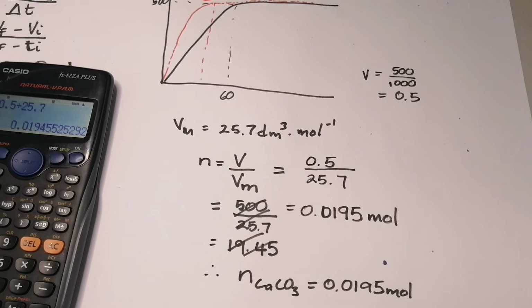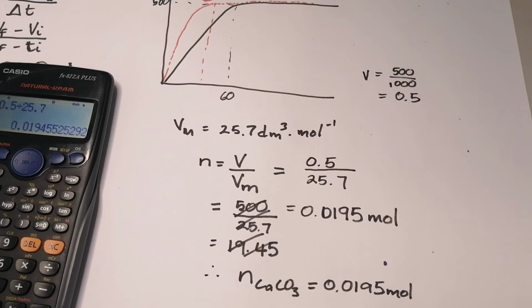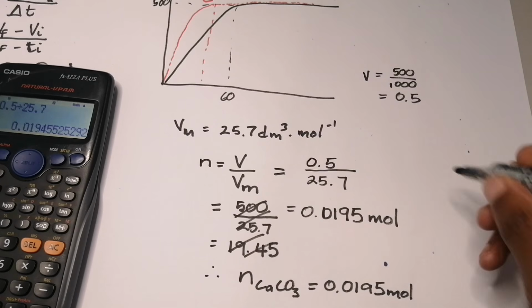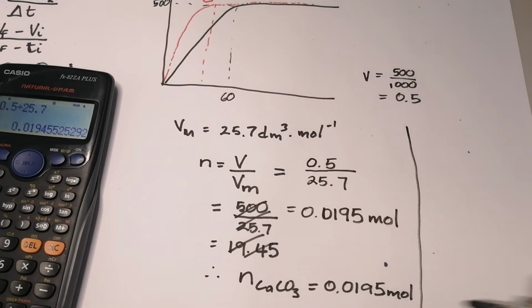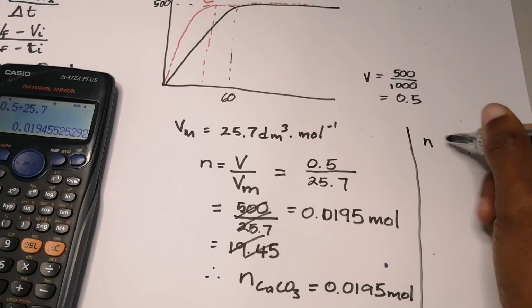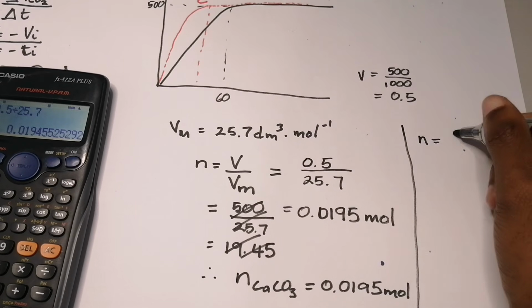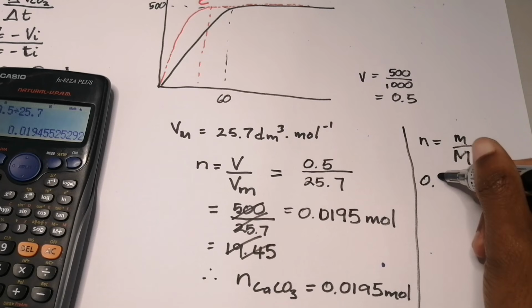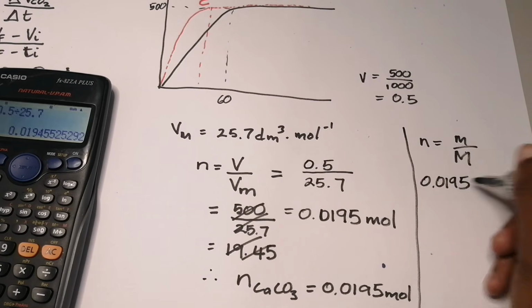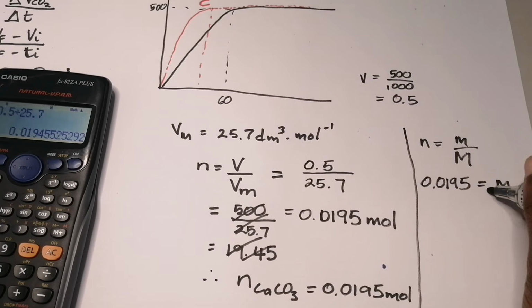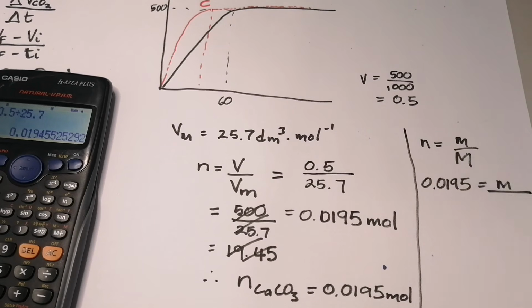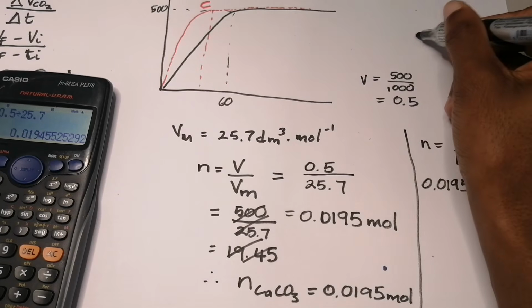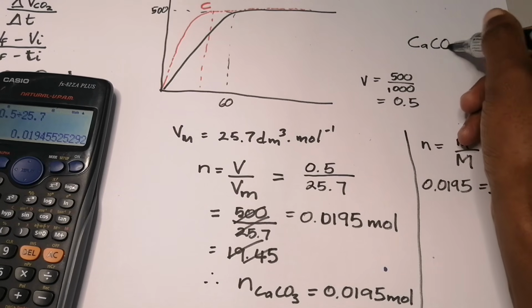Now we want to finish off this last part. Remember, what they asked us is to calculate the mass of calcium carbonate. I'm sure you've got this by now, right? So how do we get the mass of it? Number of moles is mass over molar mass. So 0.0195 is equal to mass divided by the molar mass. Now, how do I get the molar mass of calcium carbonate? You go back to your periodic table, isn't it?